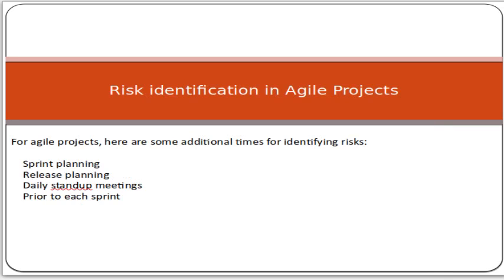Now, risk identification in agile projects. For agile projects, normally we do the risk identification at the time of sprint planning, release planning, daily stand-up meetings, and prior to each sprint. A sprint is a 3 to 4 weeks time period in which we have to deliver the deliverables to the customer. So these are the stages at which we can do the risk identification.